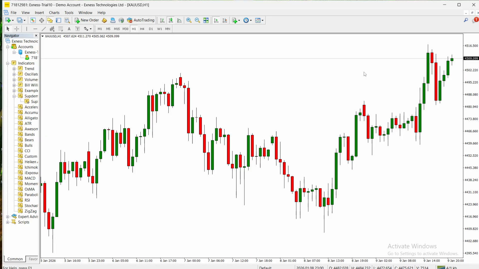This supply and demand tool automatically identifies and displays zones where buying and selling activities are imbalanced, helping traders spot potential price reversal areas. In this video, you will see how the zones are detected, how they appear on the chart, and which trading strategies are described.